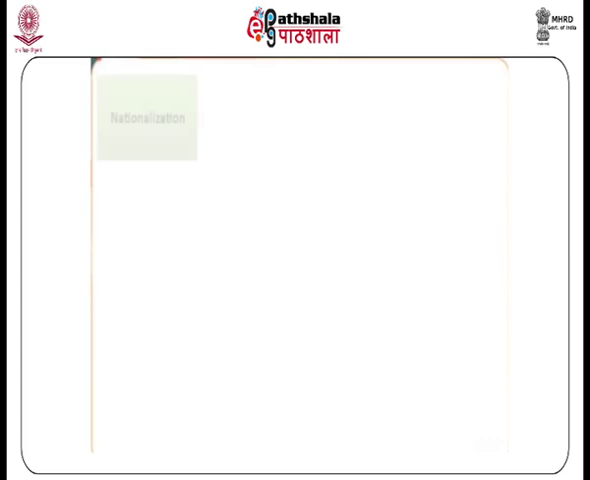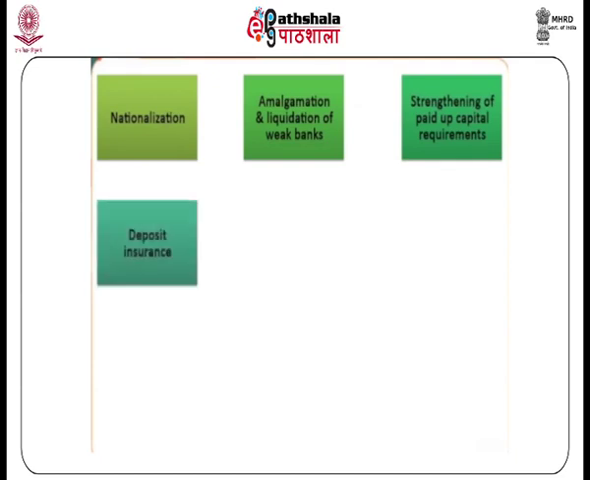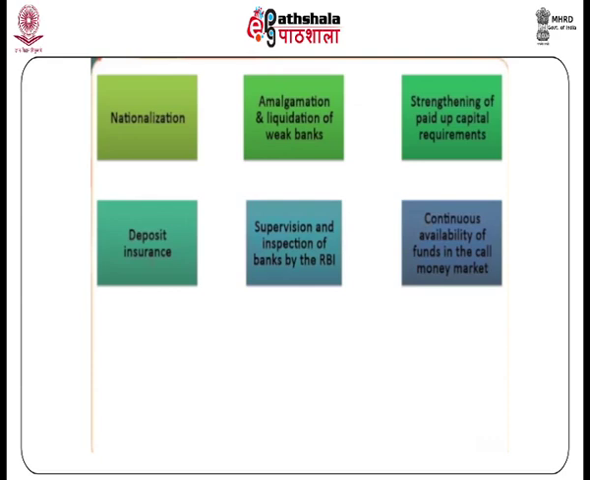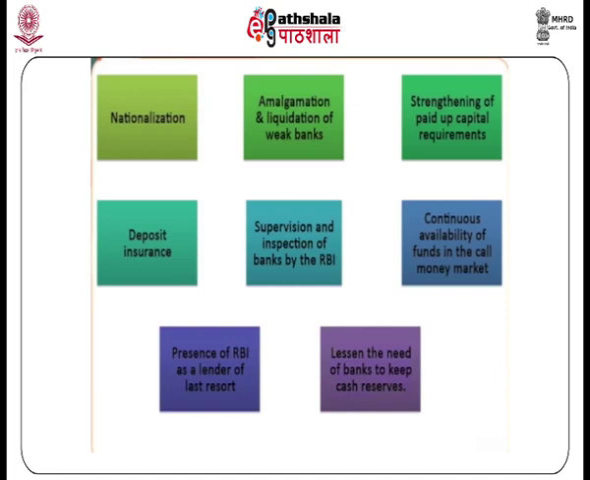For example, nationalization, amalgamation, and liquidation of weak banks, strengthening of paid-up capital requirements of banks, deposit insurance, supervision and inspection of banks by the RBI improve their internal health and strength, while the continuous availability of funds in the call money market and the presence of RBI as a lender of last resort improves the stability of the monetary system and lessens the need of banks to keep cash reserves.